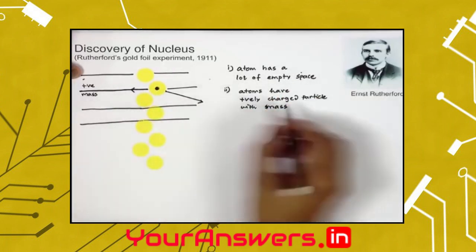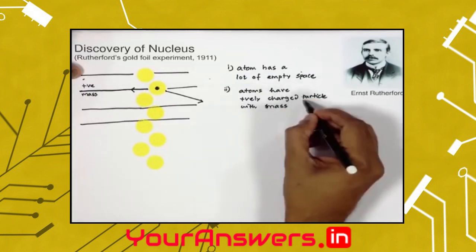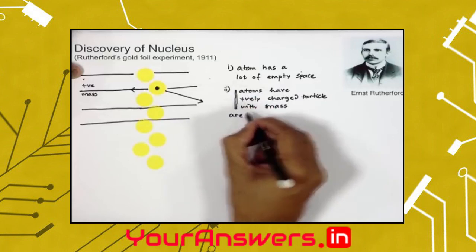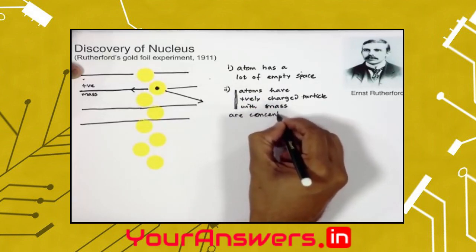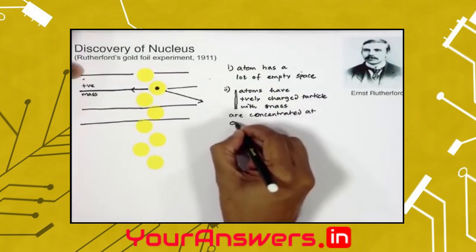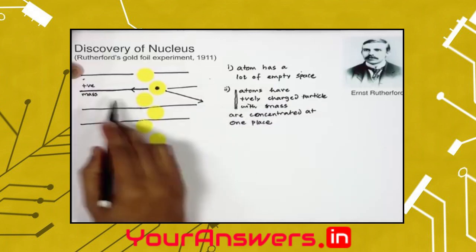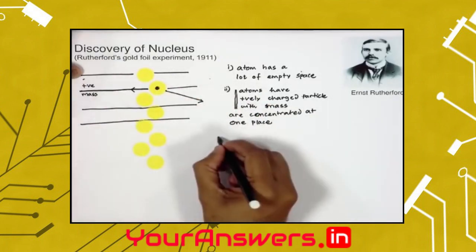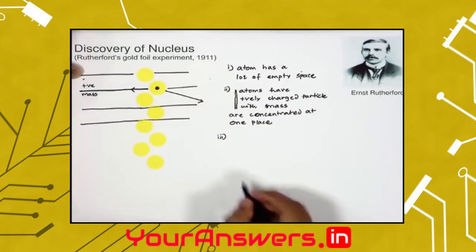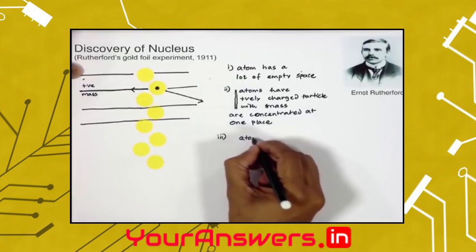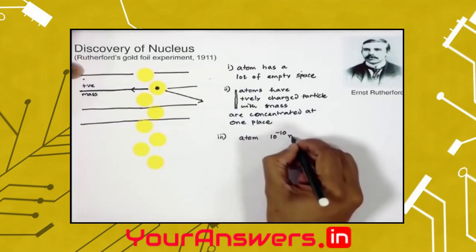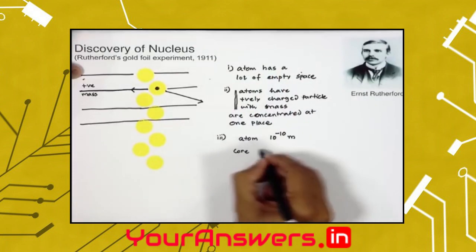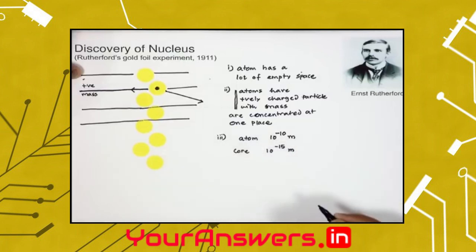So, from the second observation, it can be concluded that atoms have positively charged particles with mass, and these are concentrated at one place. Only when the alpha particles hit this particular place where the charge and mass are concentrated, you see this bouncing back. By carrying out this experiment several times, he concluded that, since a typical atom had the size of 10 to the power minus 10 meter, this positively charged core with mass must have the size of 10 to the power minus 15 meter.